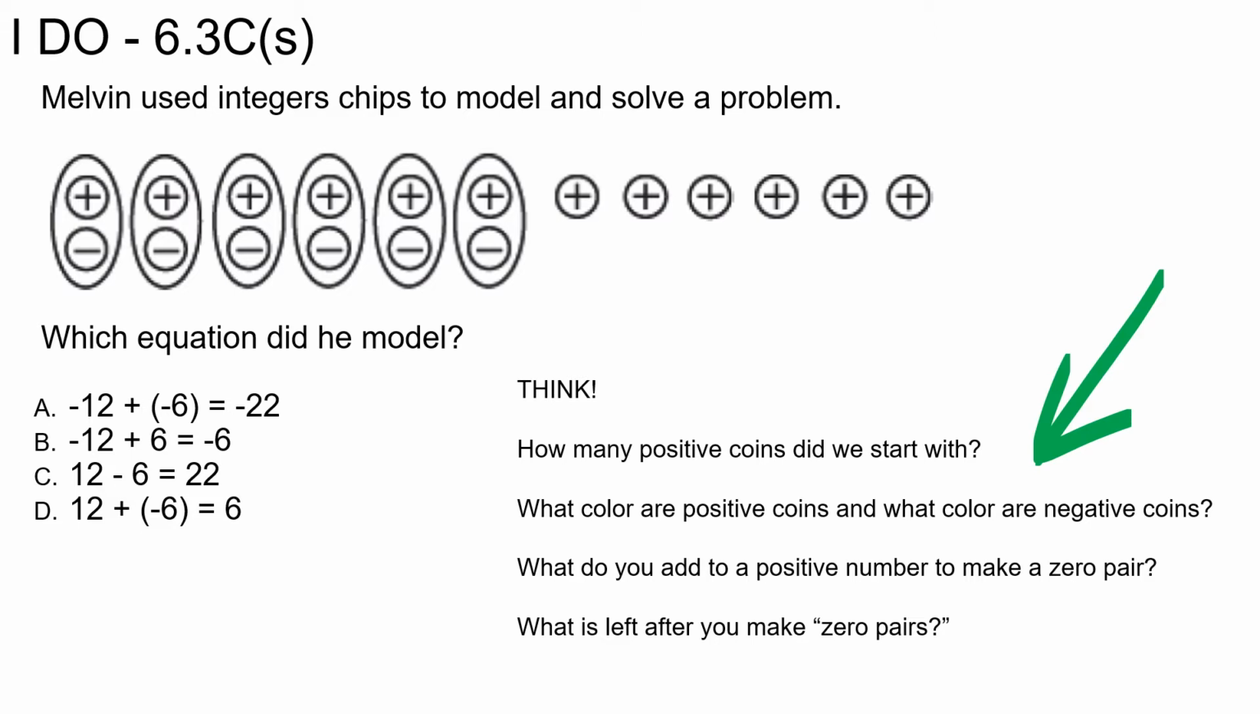Now, the question here is asking for us to find the equation that Melvin modeled. The first step in this is we need to count how many positive chips did we start with. So let's count the positive chips. We have 1, 2, 3, 4, 5, 6, 7, 8, 9, 10, 11, 12 positive chips.